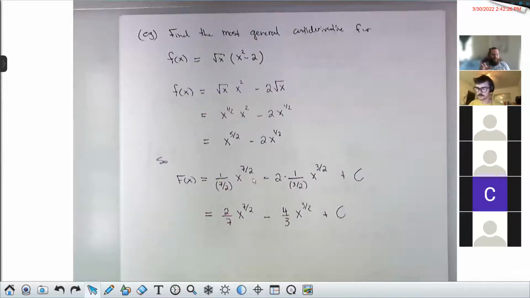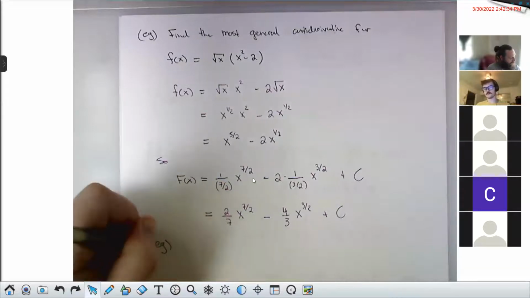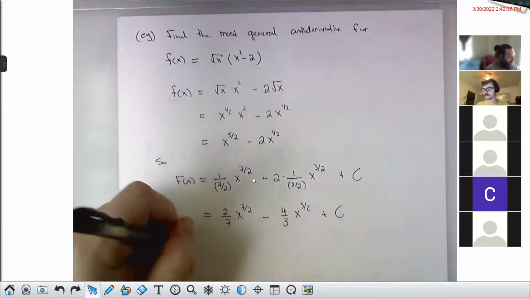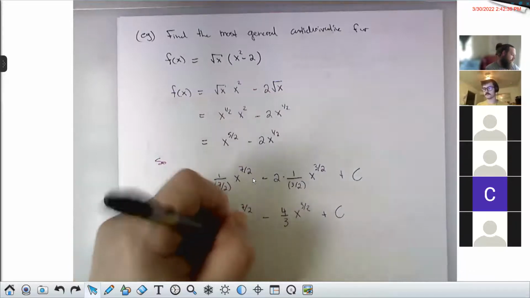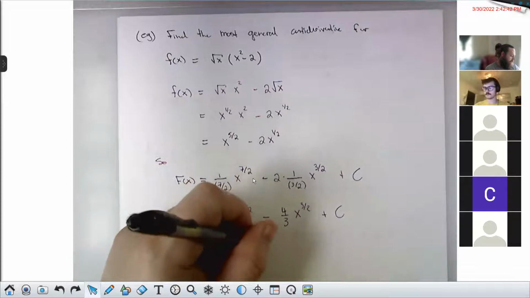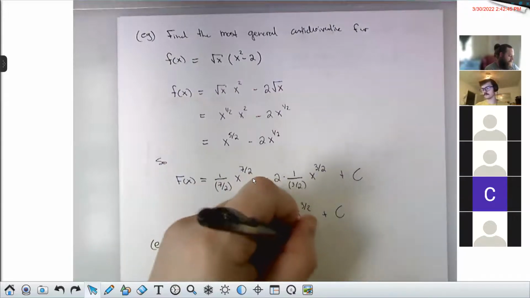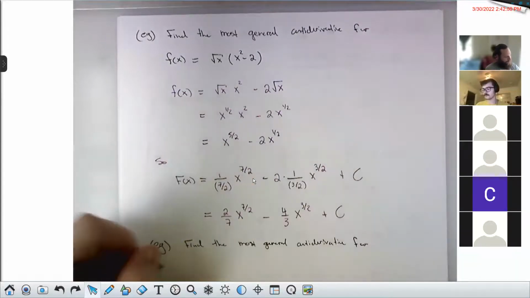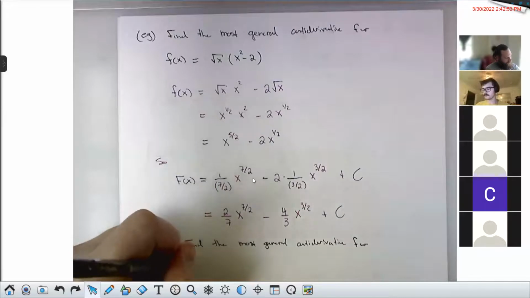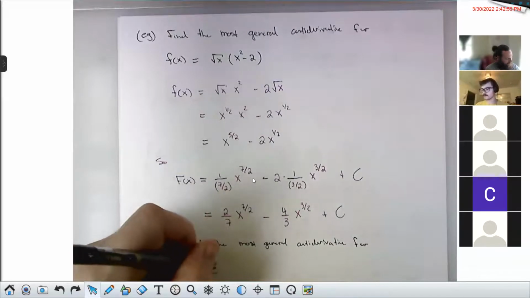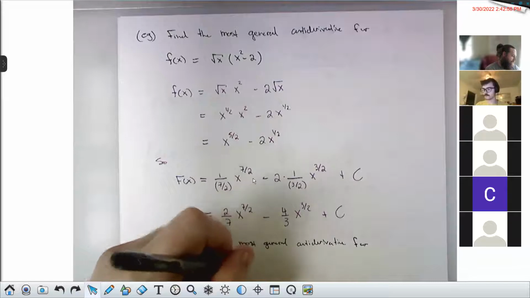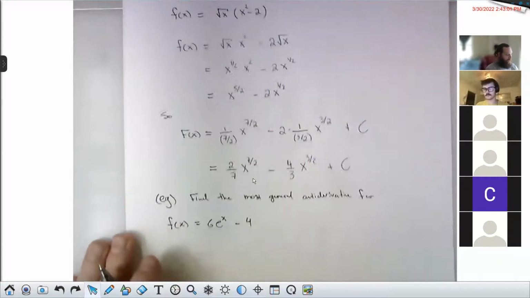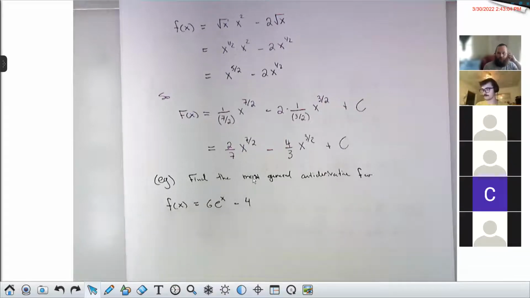There is one antiderivative that is so simple and straightforward. I haven't mentioned it. I actually completely forgot to mention it, but it should be everybody's favorite. Let's see if we can get there without stating it as a theorem. How about 6e to the x minus 4?